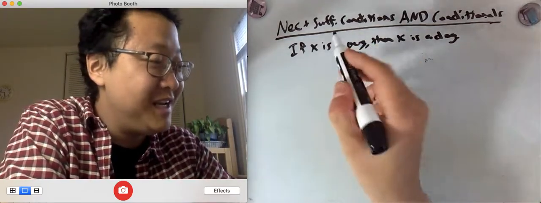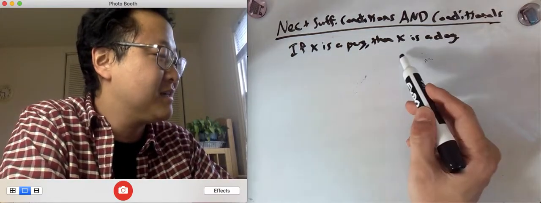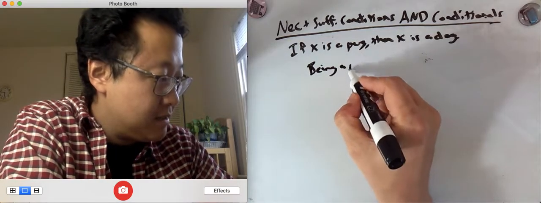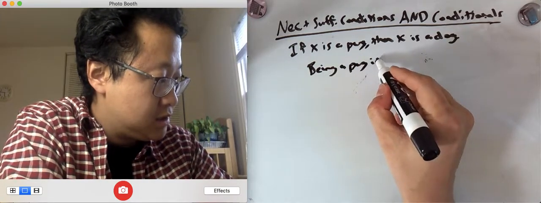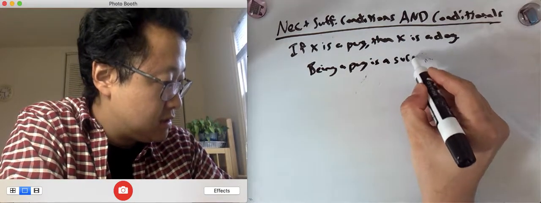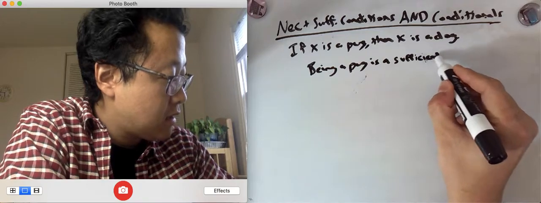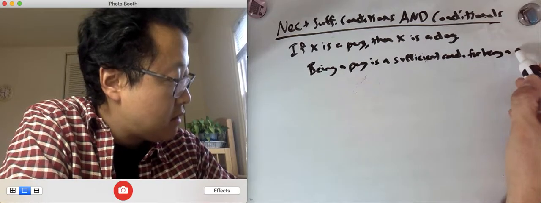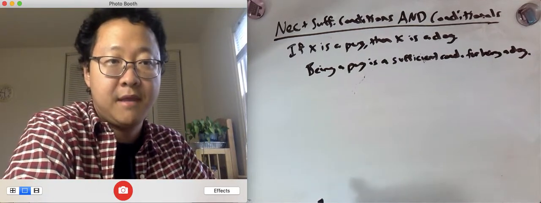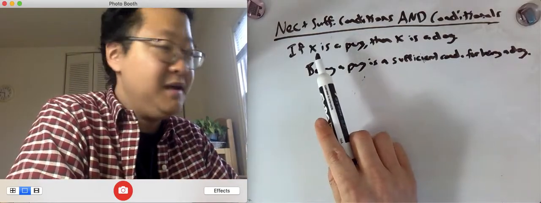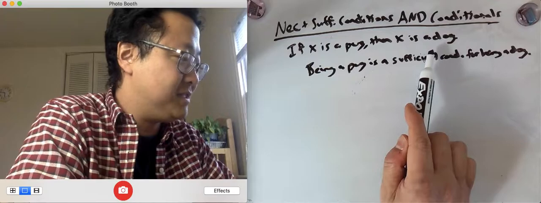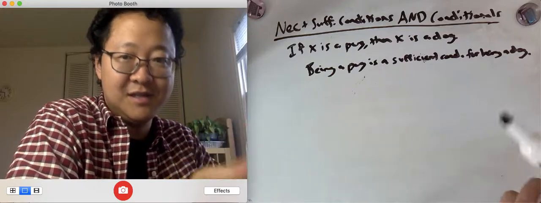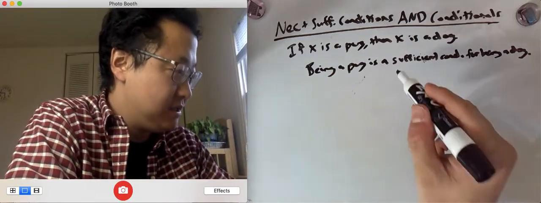Okay, so here's how you would state it as a sufficient condition. If something is a pug, then it is a dog. We could say, being a pug is a sufficient condition for being a dog. Okay, so to say if something's a pug, if X is a pug, then X is a dog, that's to say, being a pug is enough to make you count as a dog. So that's how you say this as a sufficient condition.